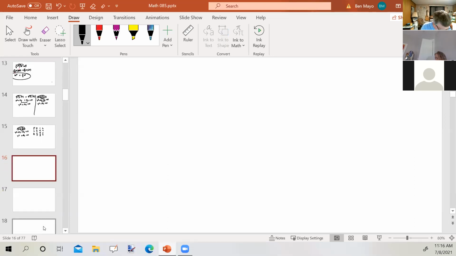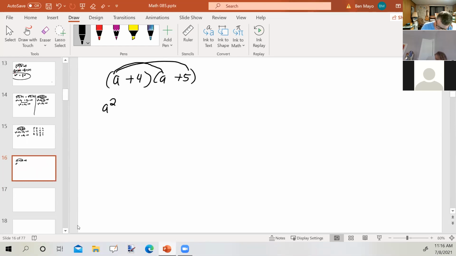How about this one? A plus 4 times A plus 5. So I've got 4 products. A times A, which is A squared. A times 5, which is 5A. 4 times A, which is 4A. And 4 times 5, which is 20.